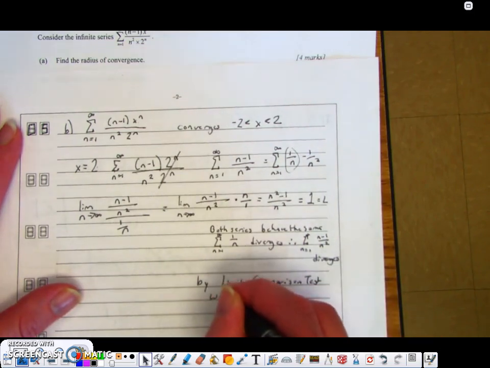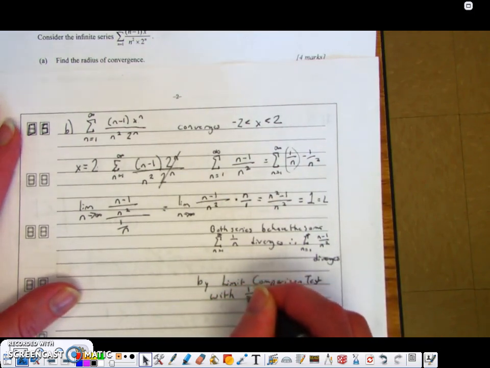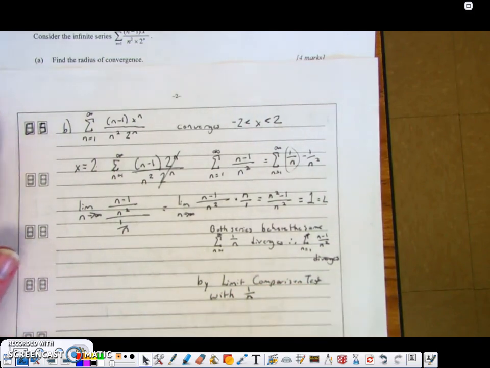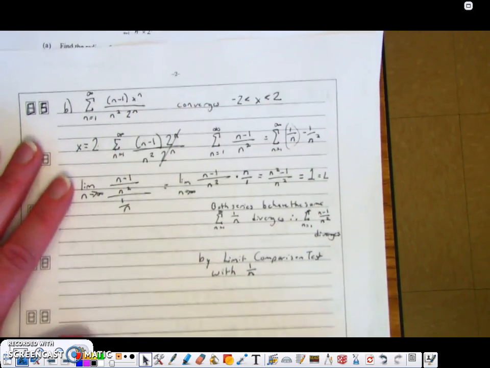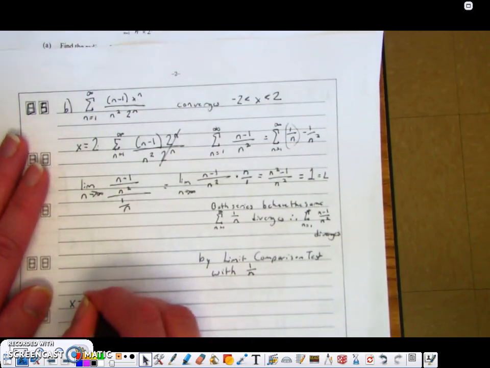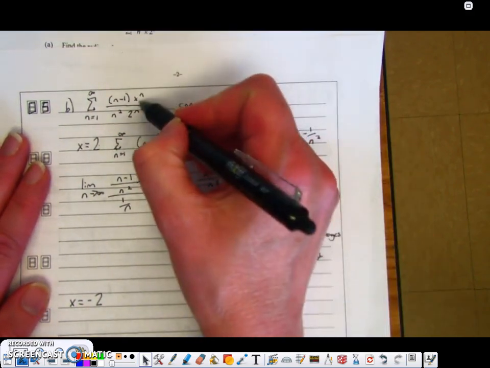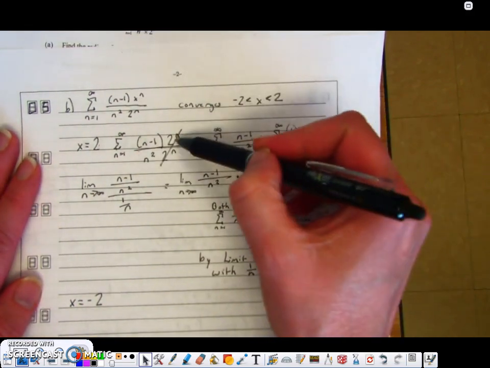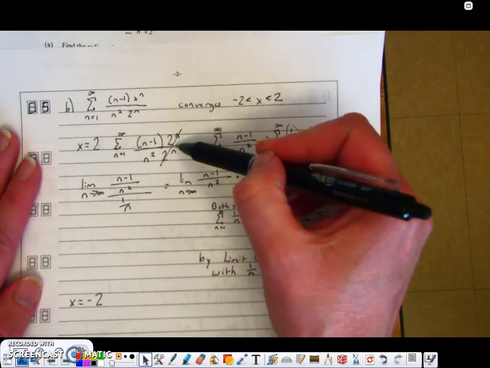With 1 over n. Okay, so we definitely know that the 2 endpoint is not included. What we have to check now is the negative 2. So I'm going to substitute in negative 2 for the x right here. It's going to look the same as this one, only it's going to have negative 2 right there.